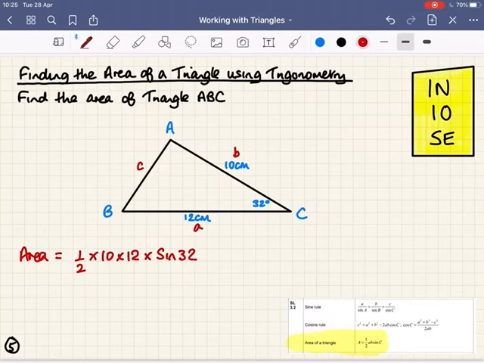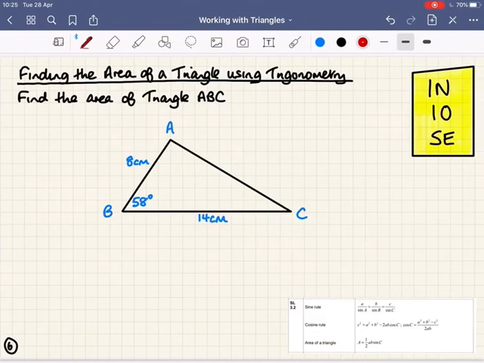Notice how it's the two sides that include the angle. And then just working that out, 10 times 12, 60 sine 32 will give me an answer on my calculator of 31.8 centimetres squared. Very simple. The only complexity, if there is any complexity, is really just making sure you've got the right sides and angle to put into the formula.